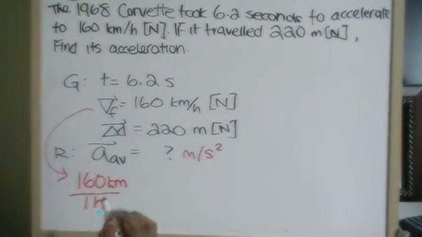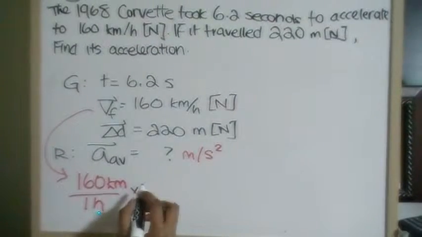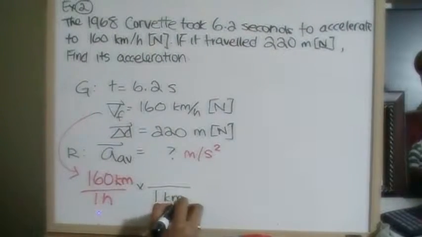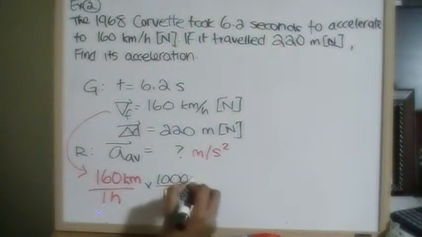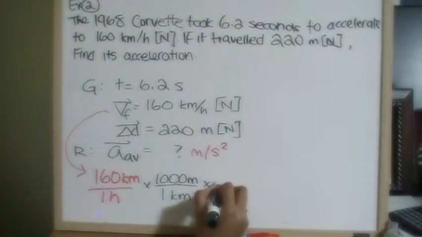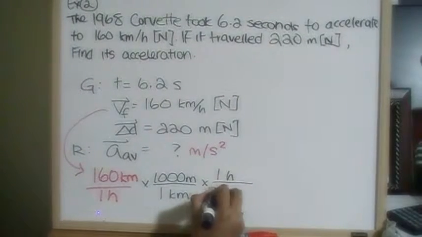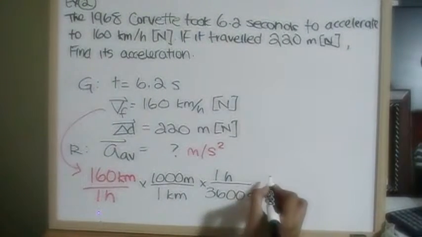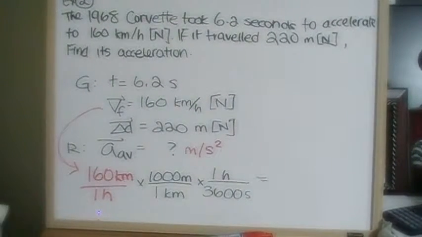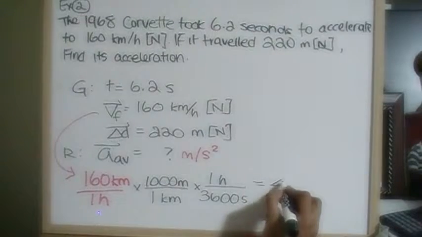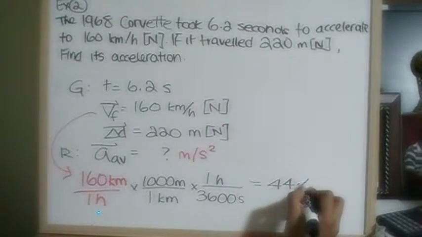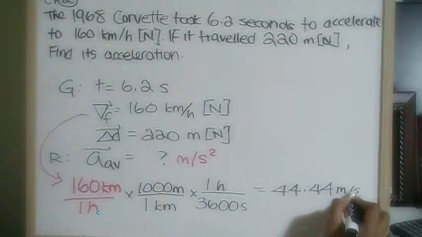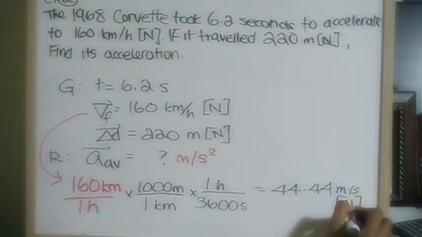To convert this, first we're going to convert the kilometers into meters. So we have in 1 kilometer, 1,000 meters. And then we're going to convert our hour into seconds, which is as follows. Now, punching this into a calculator, we get the answer of 44.44 meters per second north.